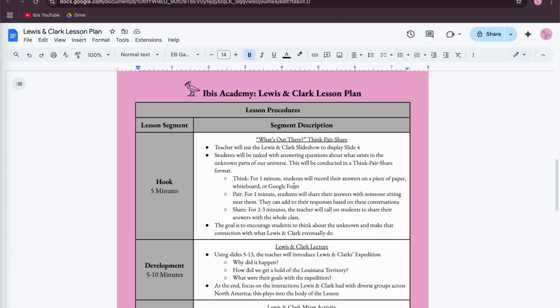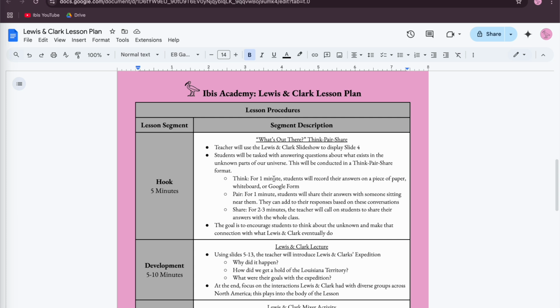Okay, so we go back to the lesson plan. The think, pair, share model works like this. For 1 minute, students are going to think to themselves. They're not going to be talking. It'll be silent. They'll record their answers on a piece of paper. If you have whiteboards and whiteboard markers, you can do that. If you want to, you can create a Google form and have them record it for some formative assessment, but you don't have to.